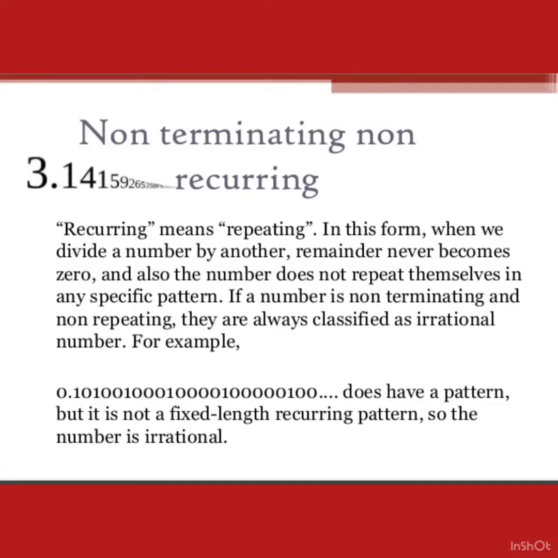Next is non-terminating, non-recurring or non-repeating. In this form, when we divide a number by another number, the remainder never becomes 0, and also the digits do not repeat themselves in any specific pattern. If a number is non-terminating and non-repeating, then that number is known as an irrational number. You can see in this example, it does not have any specific pattern.